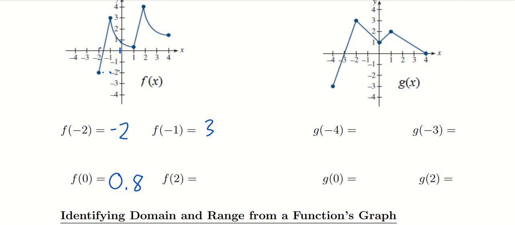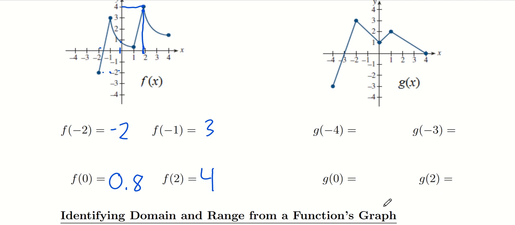If we look for the value f of 2, when x equals 2, we're right here. We locate the curve by going up. This is the point on the graph. Then over to the y-axis to get the value 4. So f of 2 equals 4.